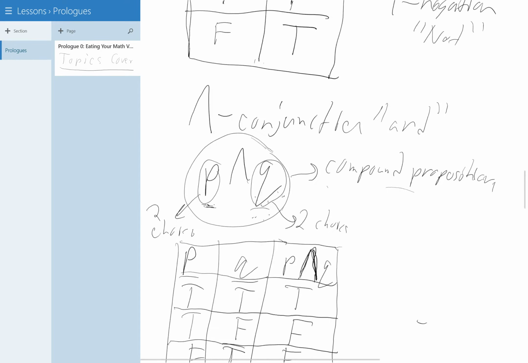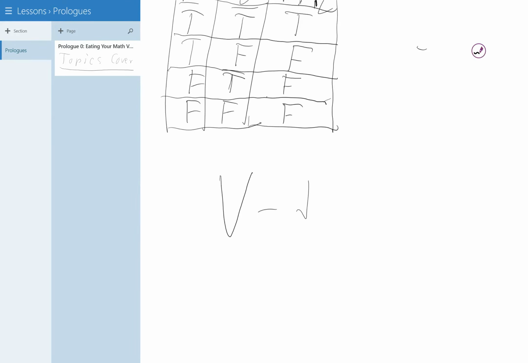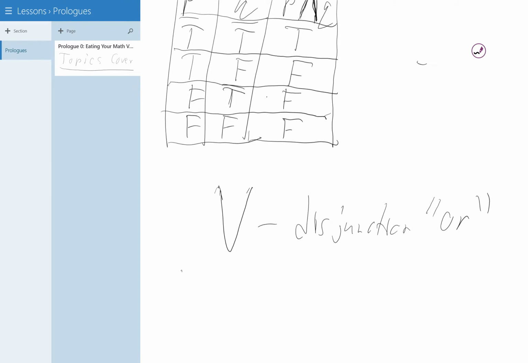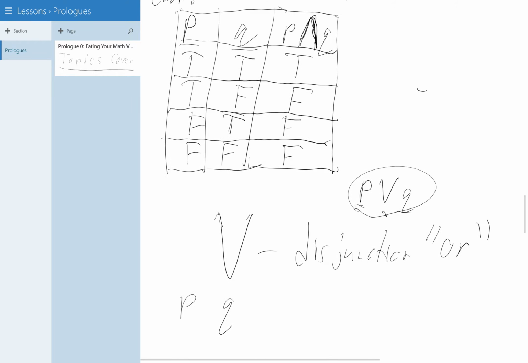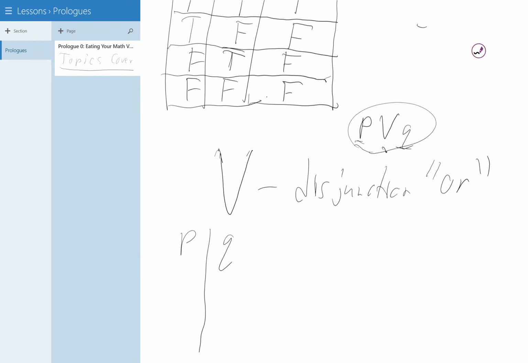It's just like the upside down version of this operator. Disjunction, the OR operator. The truth table for this is very simple. This symbol says that the overall statement P or Q is true as long as at least one of these is true. That's the way we've defined it. So an OR statement is true as long as one of these is true.